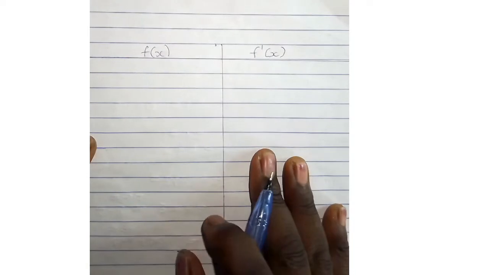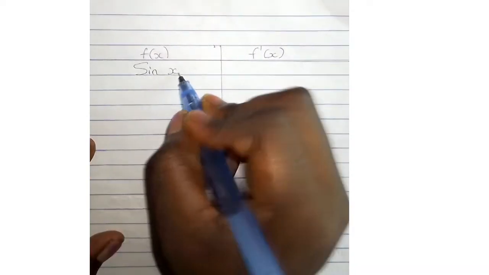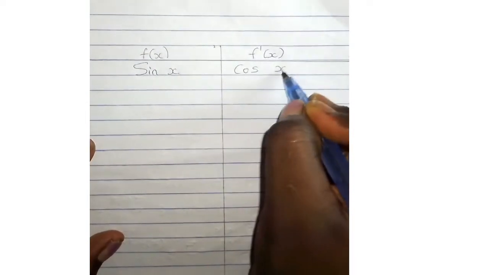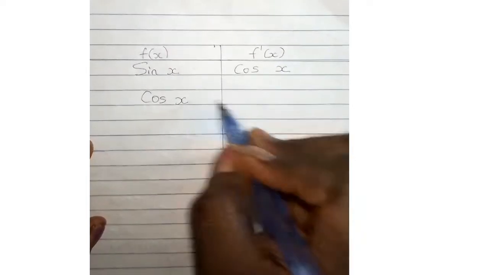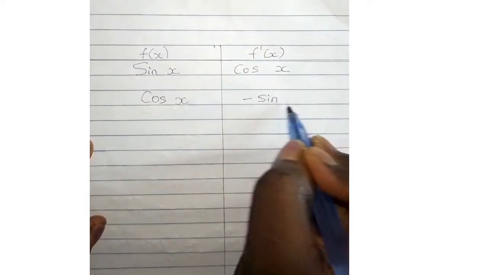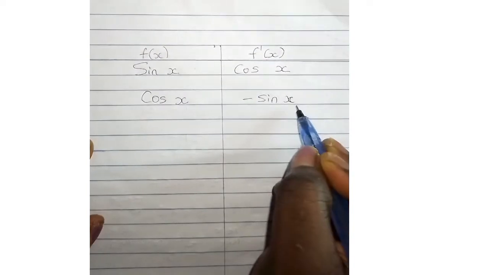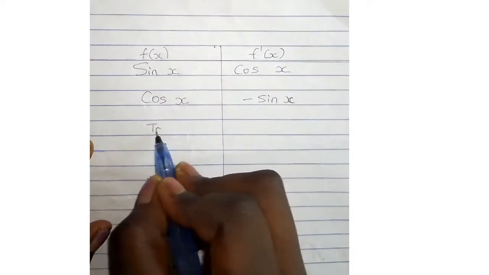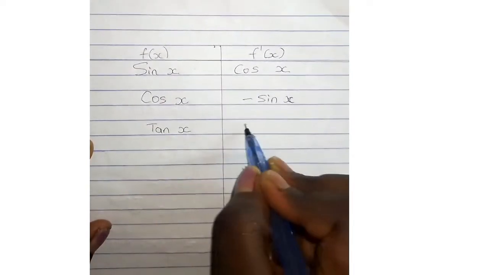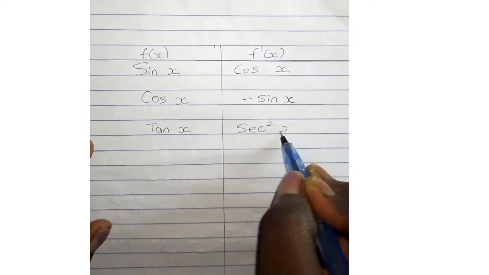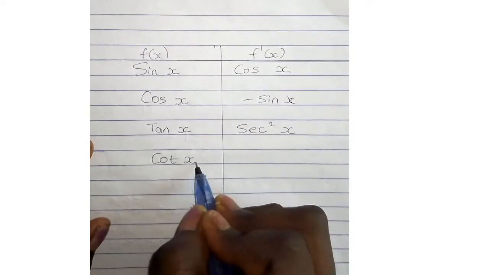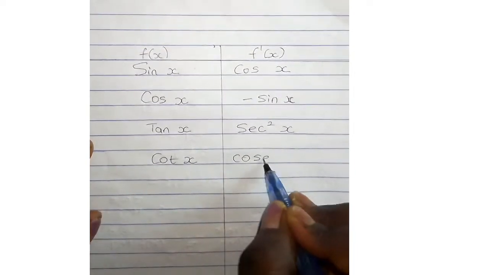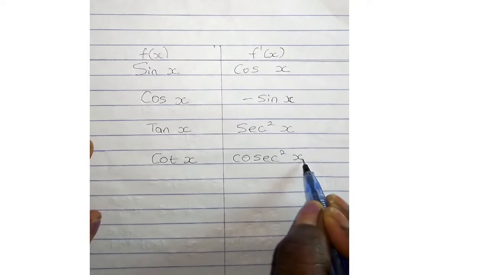The first trigonometric function we're going to look at is sin x. When you differentiate sin x, we're going to have cos x. When you differentiate cos x, we're going to have minus sin x. When you differentiate tan x, we're going to have sec squared x. When you differentiate cot x, we're going to have cosec squared x.